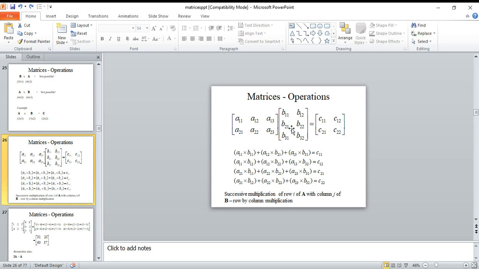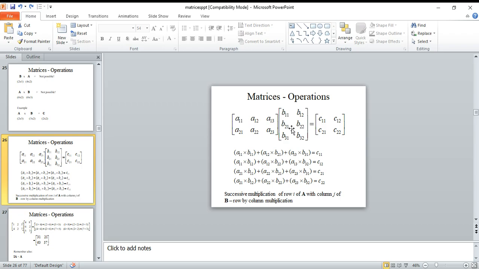The first row is A11, A12, A13 and the second column is B12, B22, B32. So multiply A11 into B12 plus A12 into B22 plus A13 into B32. So the first row is completed in the first matrix, and next, the second row. That is the second row, A21, A22, A23.